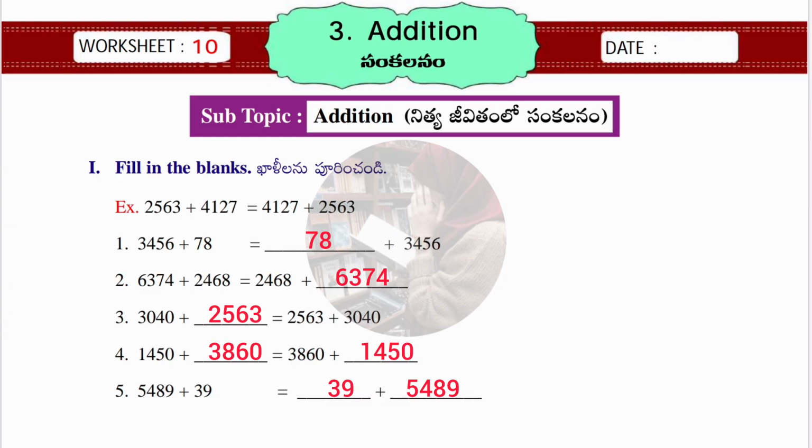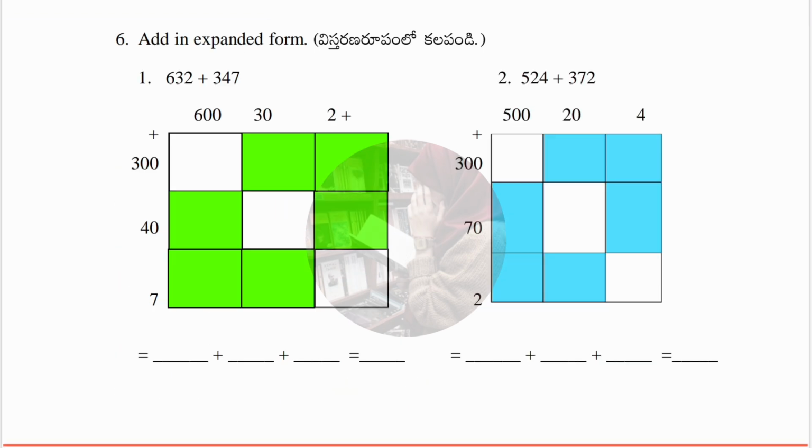Okay, let's move on to the second Roman of this worksheet number 10, which is add in expanded form. Here we have two puzzle boxes given, in a horizontal and vertical way. We have to add the numbers: take one from horizontal and one from vertical, do the addition and write it down in the first block, then take the second horizontal number and second vertical number, do the addition and write it down in the middle of that box. Like that you have to complete this puzzle, and at the end you have to write it down completely.